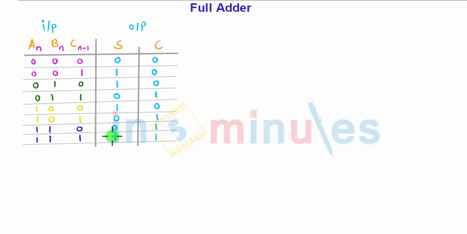So to implement this full adder circuit, we need to implement sum and carry in terms of the inputs. So we need to solve the K maps for S and C.